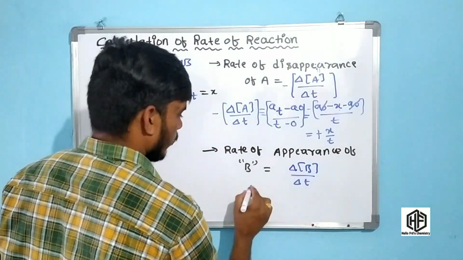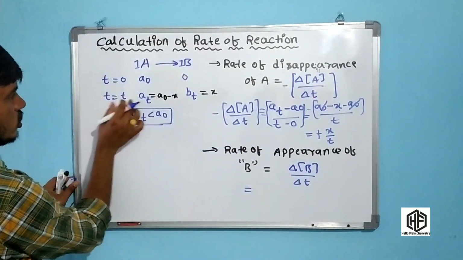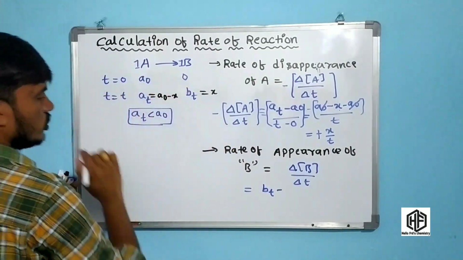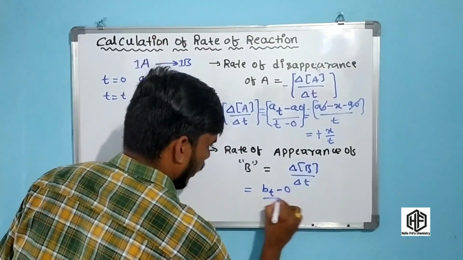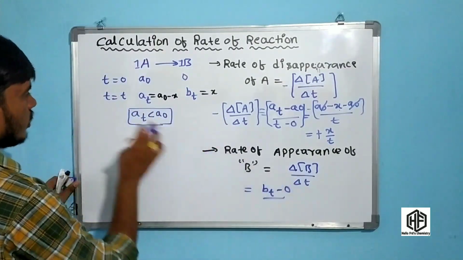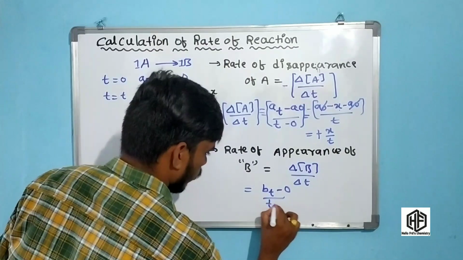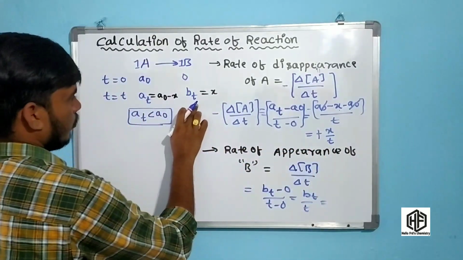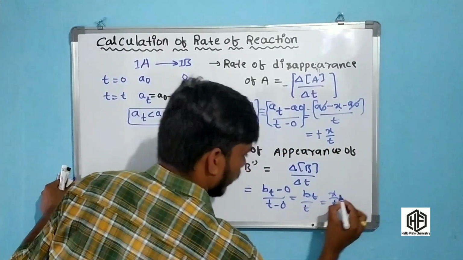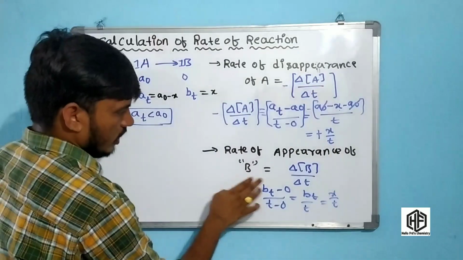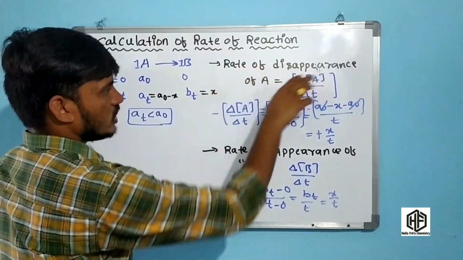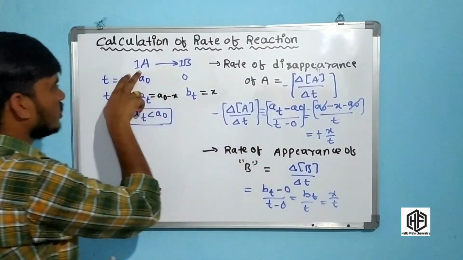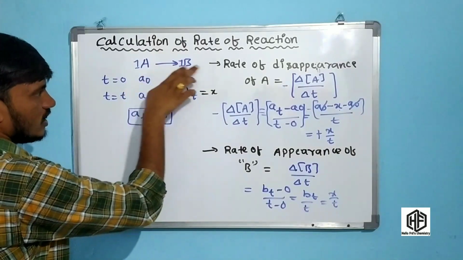Now the change in concentration of B: at T equal to T time, it is Bt, final, minus initial, at T equal to 0 time, this is 0, and delta T is the change in time, T minus 0. Now the value of Bt is x, so it is x by T. Friends, the rate of appearance of B is x by T, and the rate of disappearance of A is also x by T. Now these two are equal. This is the 1:1 ratio of the reactants and products.